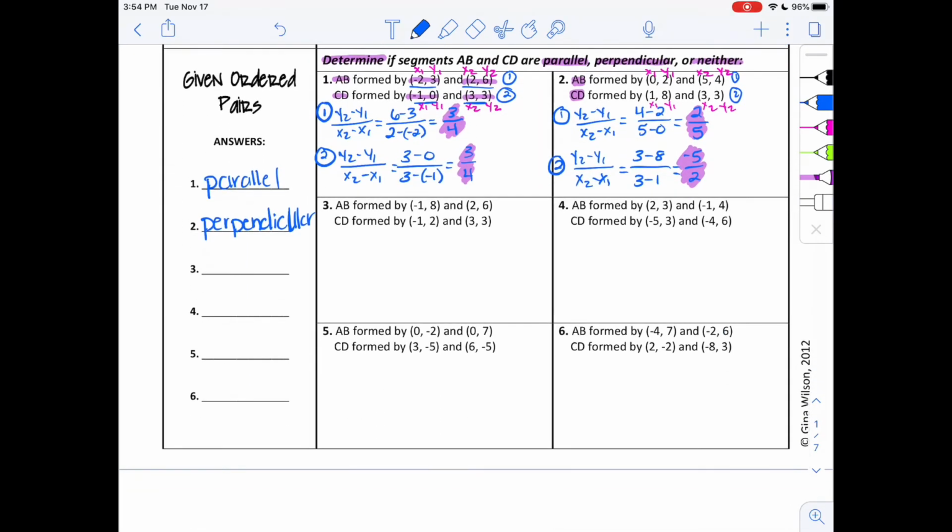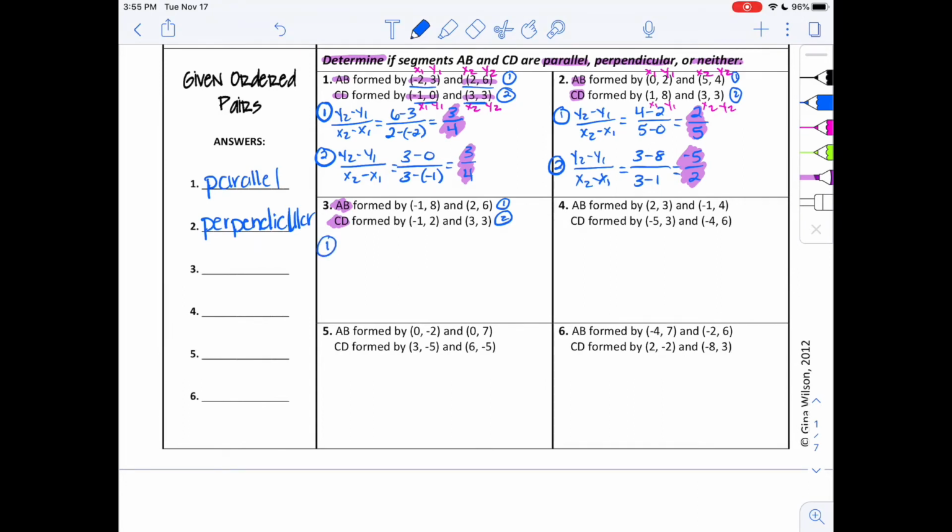Let's take a look at one more example. Number 3. Again, I'm given two lines, line AB and CD, and I'm given 2 points that go through those lines. I'm going to find the slope of each line and compare it to see if I'm given two lines that are parallel, perpendicular, or neither.